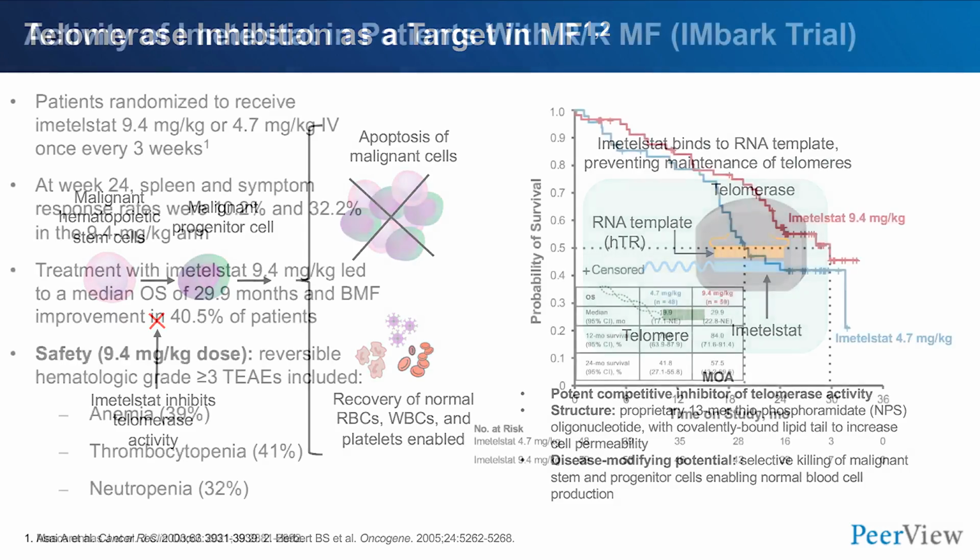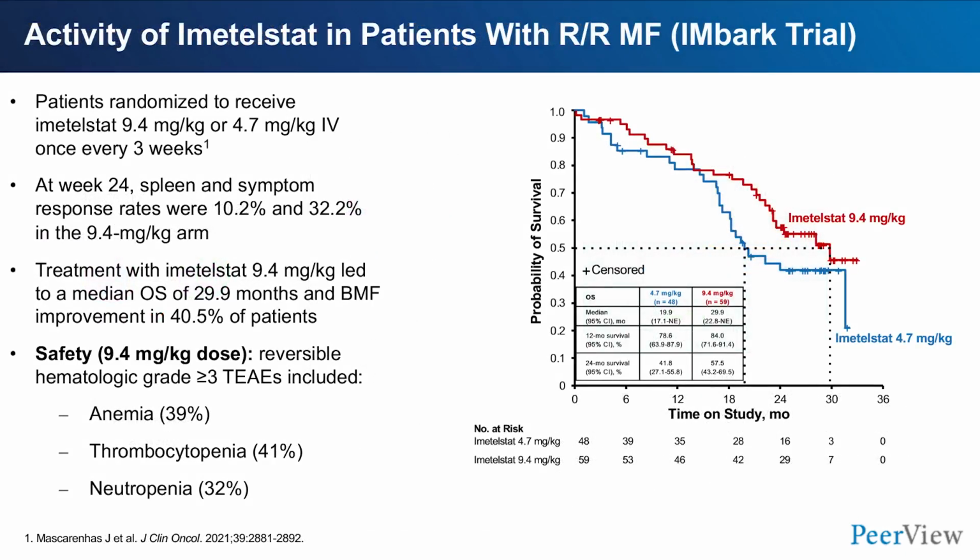So when you look at imetelstat in the relapsed refractory setting, like this patient with myelofibrosis from the EMBARK trial as published by John Mascarenhas, what we saw with patients who were randomized to either 9.4 mg per kg or 4.7 mg per kilogram IV once every 3 weeks is that we had quite a nice reduction in spleen volume and symptoms really at that 9.4 milligram per kilogram dose. Treatment with imetelstat 9.4 milligrams per kilogram led to a median overall survival of almost 30 months. And again, bone marrow fibrosis improvement.